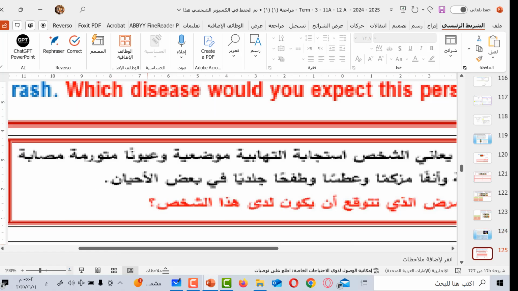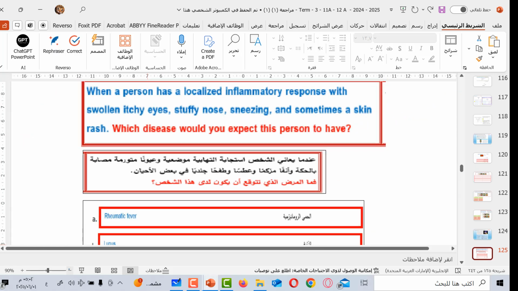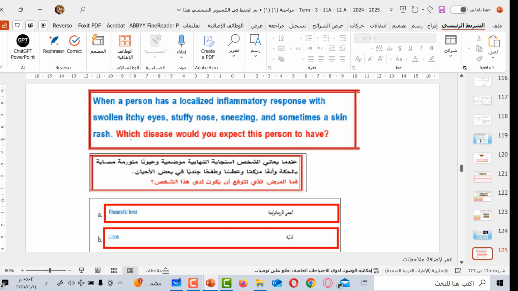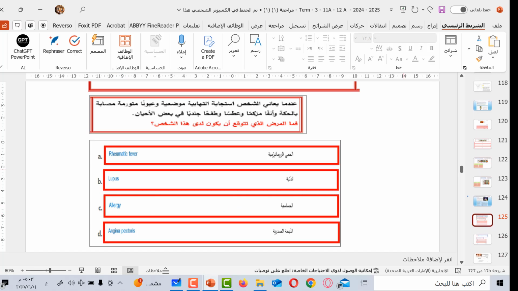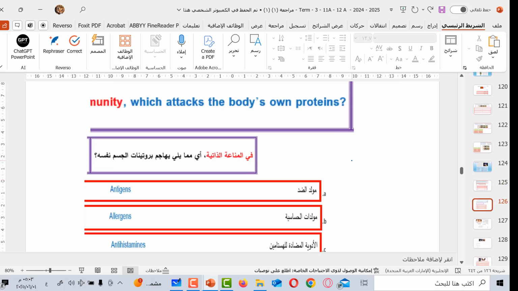نشوف سؤال بيسأل هنا، when a person has a localized inflammatory response with swollen eyes، عنده دموع، stuffy nose، وسنيزنج، and sometimes a skin rash. كل دي أعراض تحسس. which disease would you expect this person to have؟ هيبقى عنده حمى روماتيزمية؟ لا. عنده ذؤبة؟ لا. عنده طبعا الرجي، حساسية. طيب نشوف سؤال تاني من أسئلة الامتحانات.